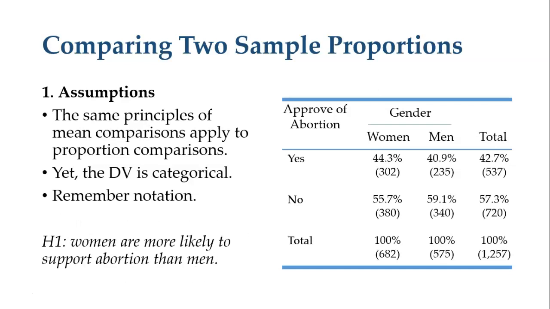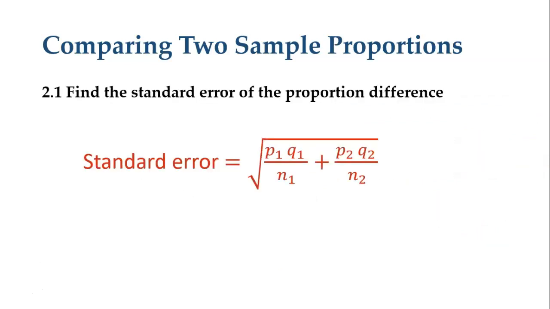And our hypothesis is that women are more likely to support abortion than men. Okay, that is what we saw here. The null hypothesis here is that there's no actual difference in the population in these proportions.